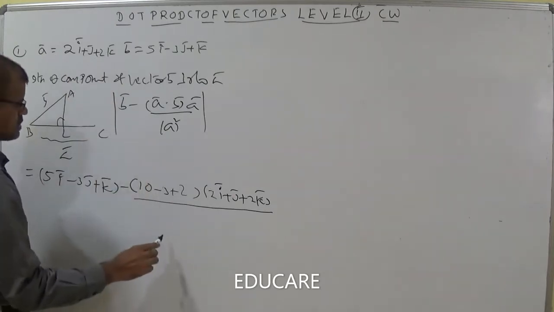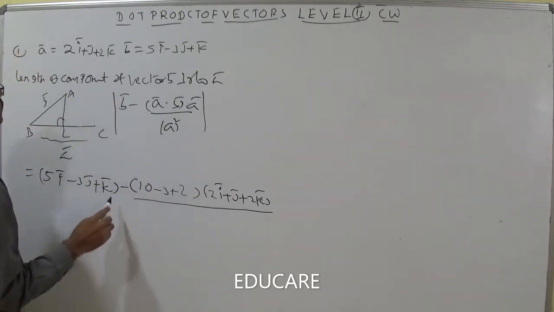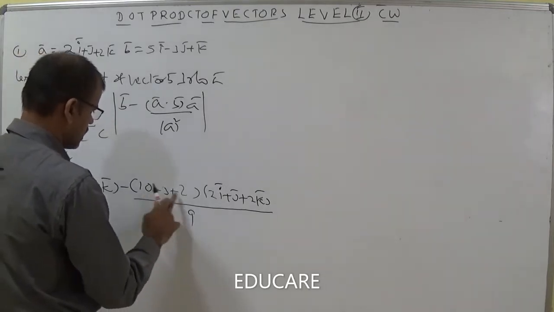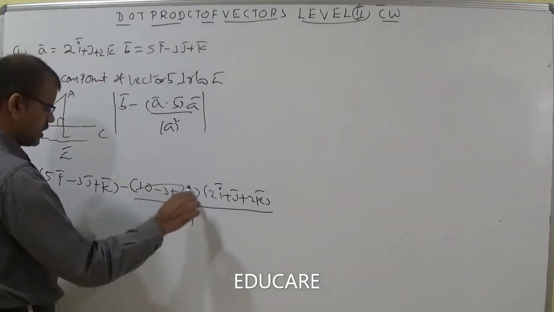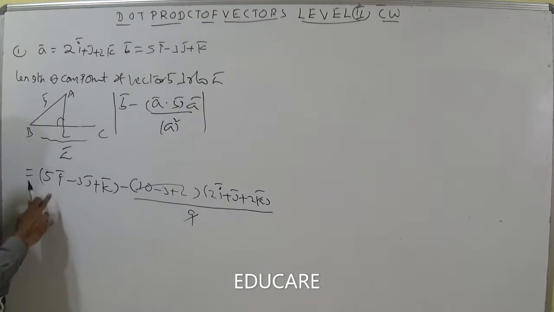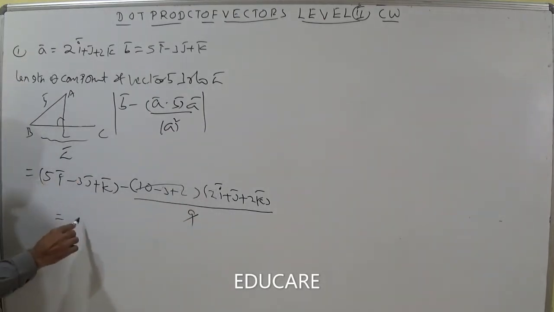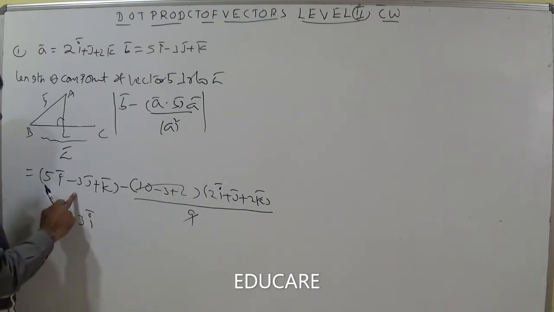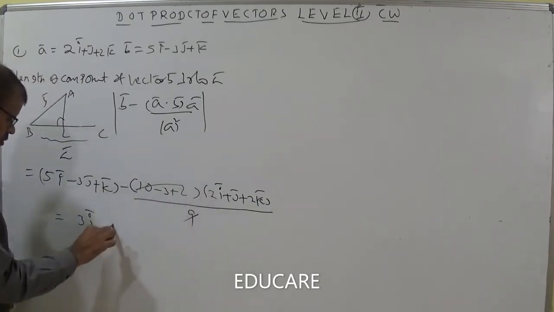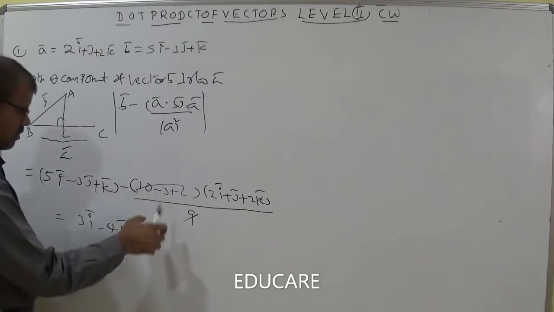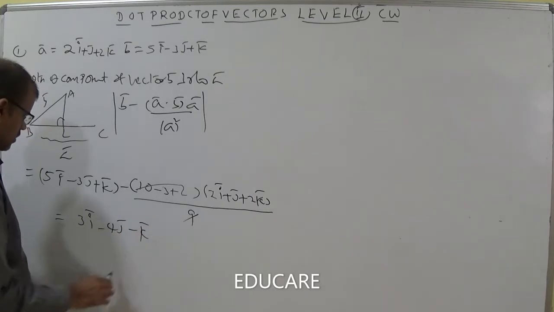What is the value of mod A square? 4 plus 1 plus 4, it is 9. 10 minus 3 plus 2 is 9. 9 and 9 will get cancelled. So you subtract this vector from this vector: 5i minus 2i is 3i, minus 3j minus j is minus 4j, plus k minus 2k is minus k.